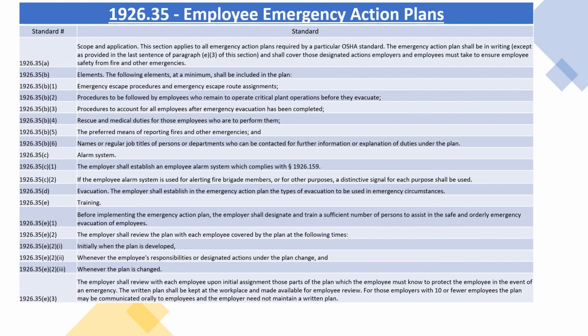1926.35 E.3 The employer shall review with each employee upon initial assignment those parts of the plan which the employee must know to protect the employee in the event of an emergency. The written plan shall be kept at the workplace and made available for employee review. For those employers with 10 or fewer employees, the plan may be communicated orally to employees, and the employer need not maintain a written plan.